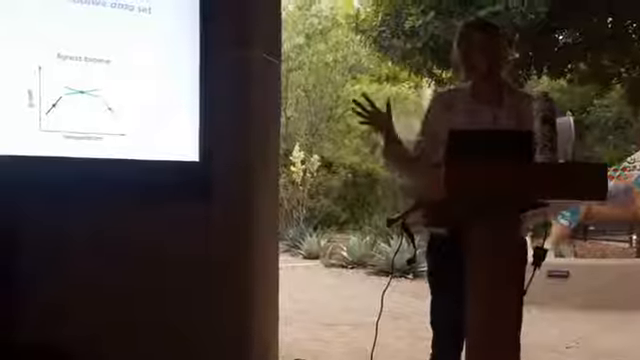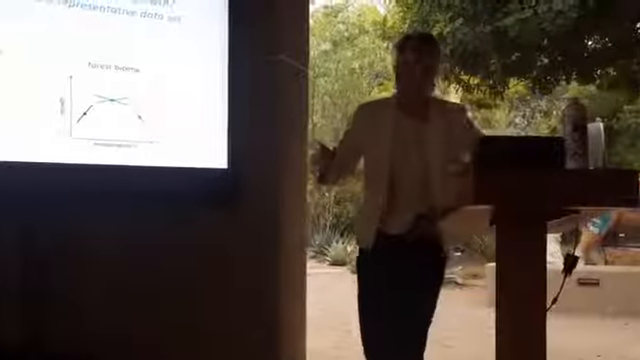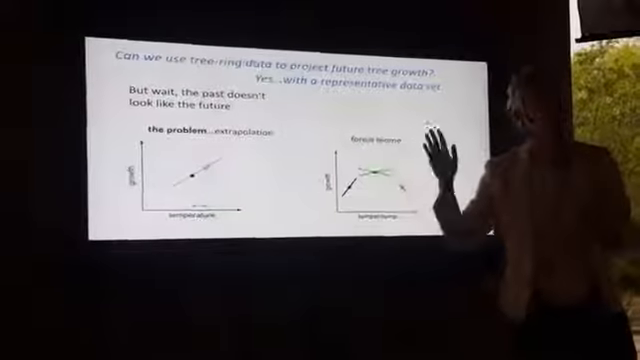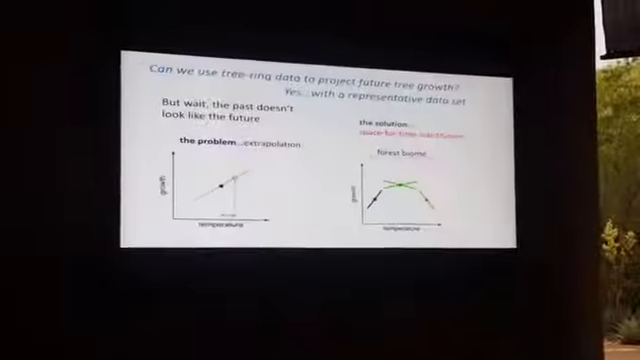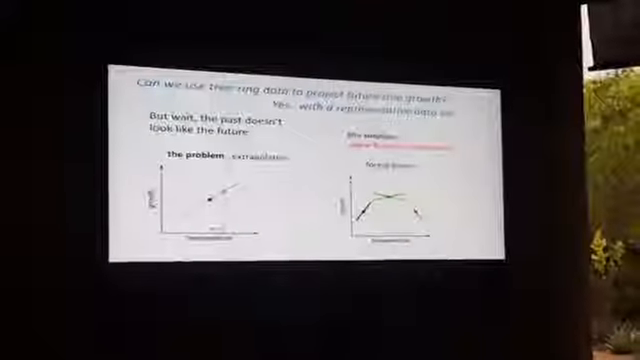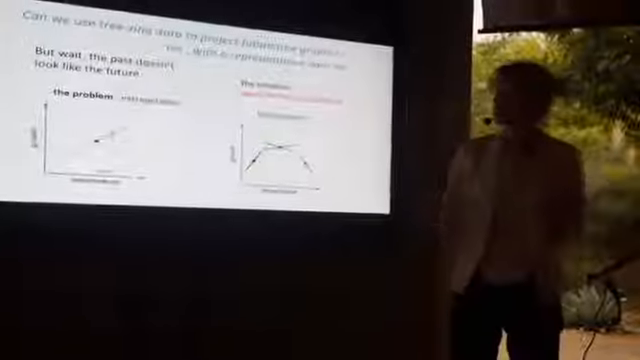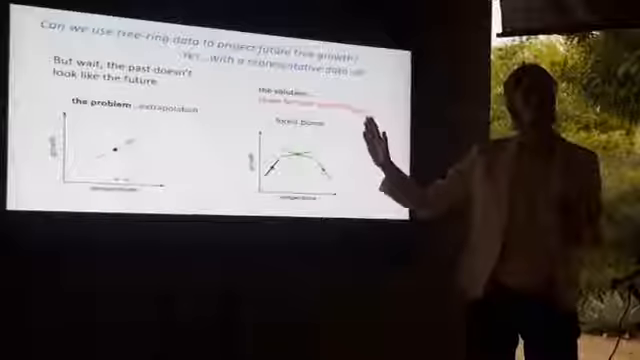So this is a conceptual model. If that's the case, then using a simple linear, just a line, to project into the future might give us a poor estimate of how these trees are going to behave in the future. So one of the few solutions that we have to this problem is to use a space for time substitution.